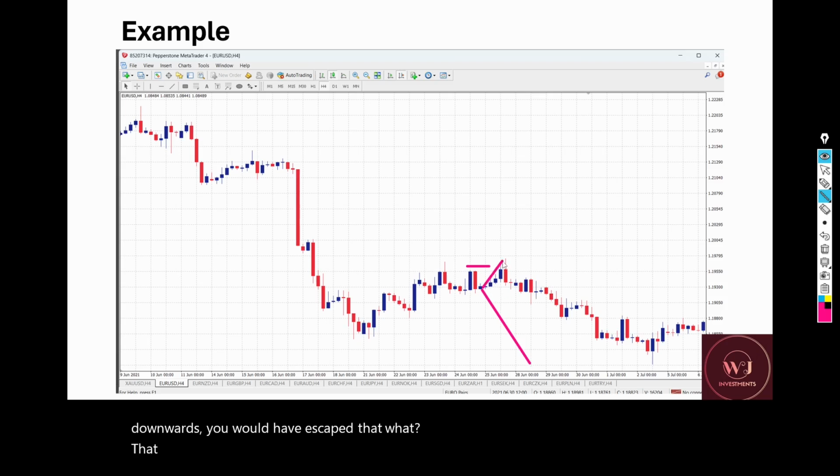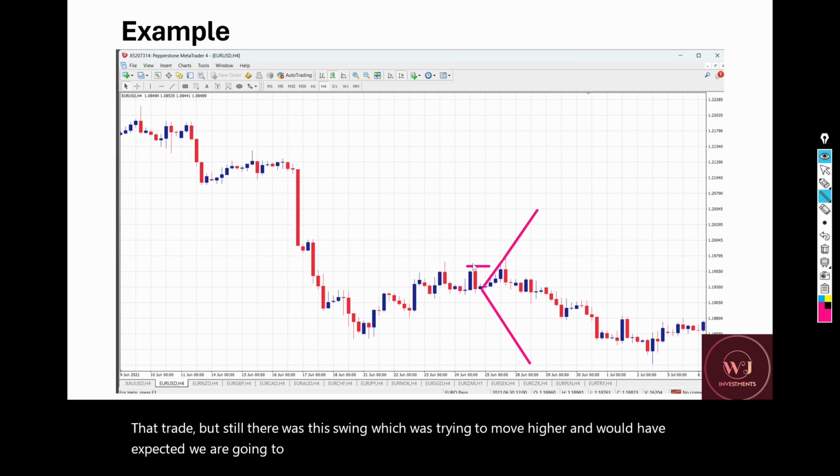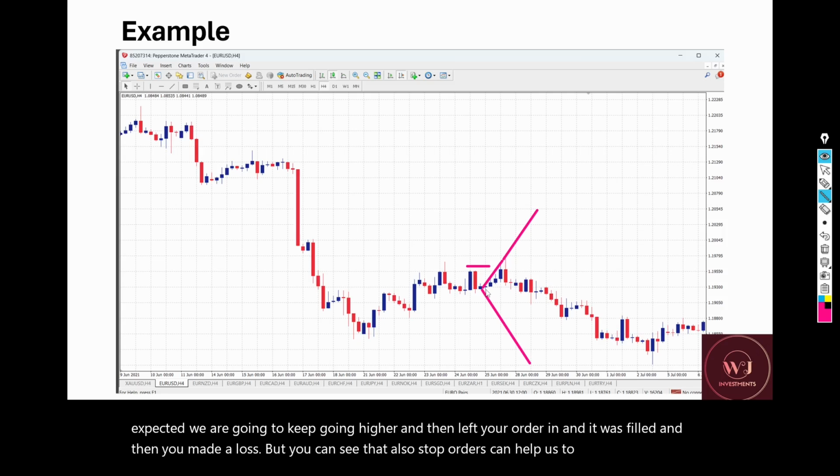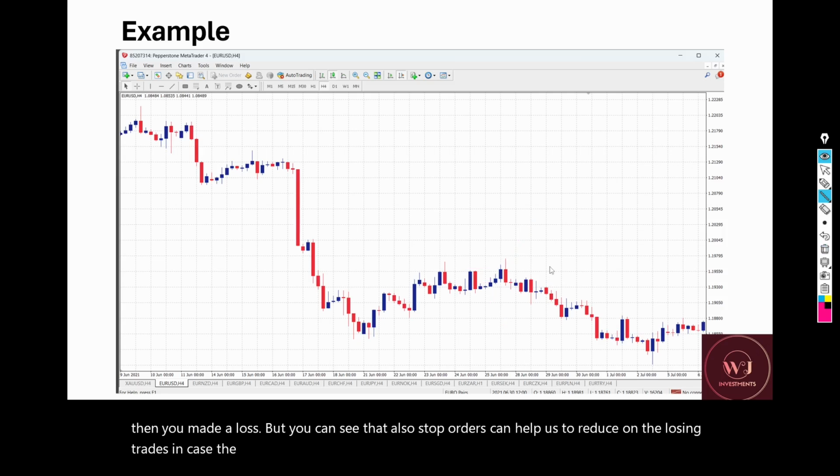But still there was this swing which was trying to move higher, and you would have expected it to keep going higher, and then you left your order in and it failed, and then you made a loss. But you can see that stop orders can also help us to reduce losing trades in case the market does not go in the direction we want.